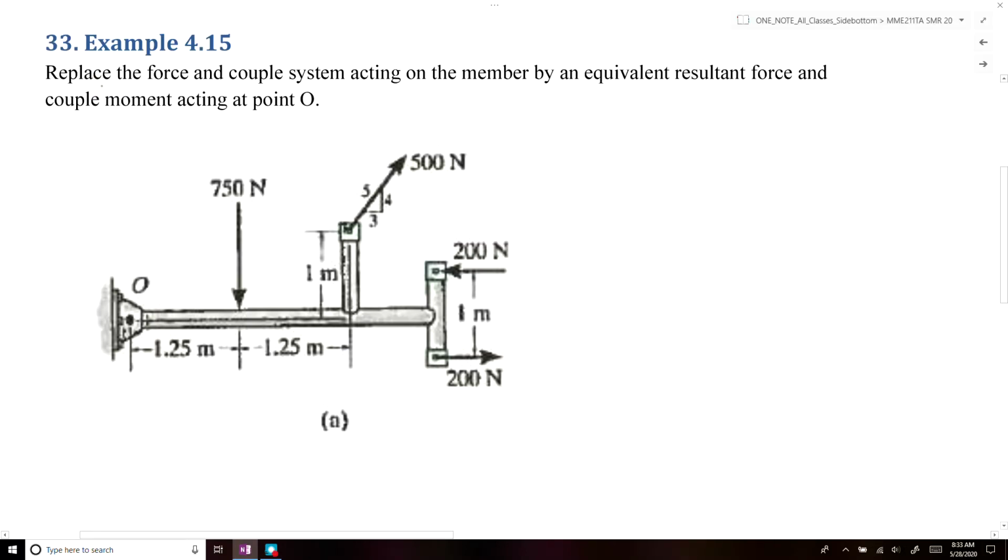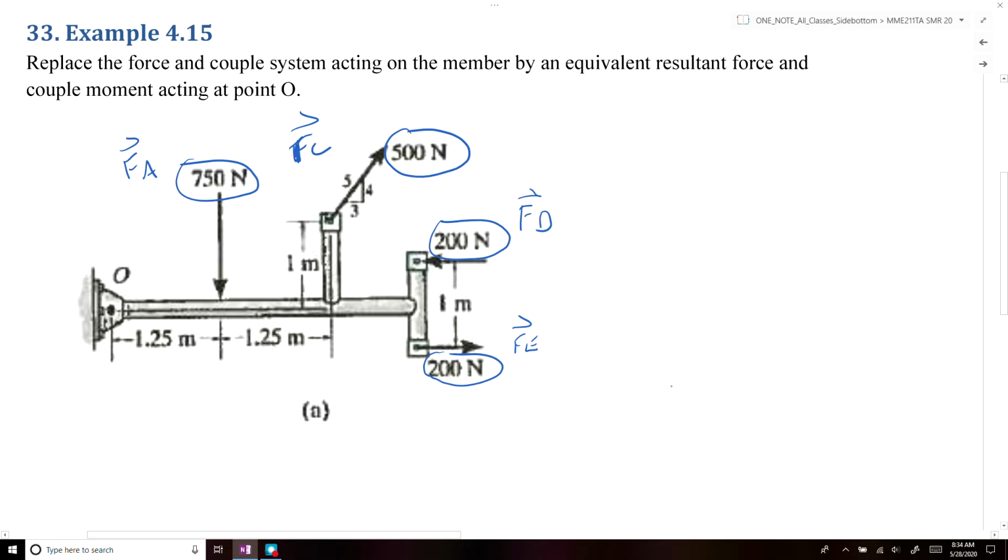So in this example, we're given a mechanical assembly where we have four applied loads. We have a 750 Newton load, a 500 Newton load, a 200 Newton load, and another 200 Newton load. I'm going to label these as force A, force C, force D, and force E.